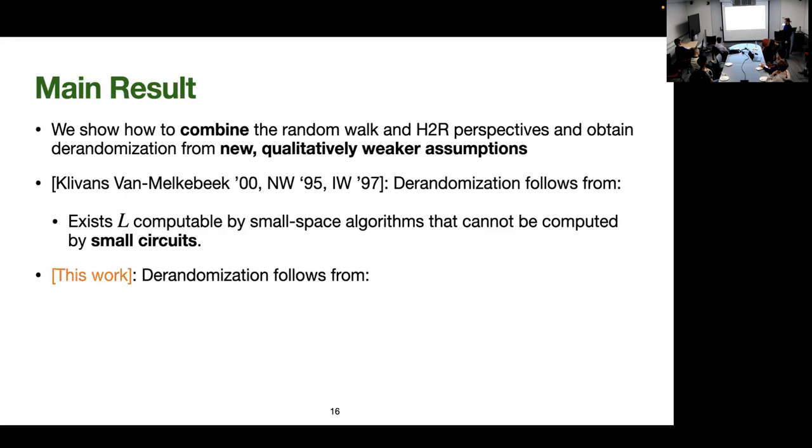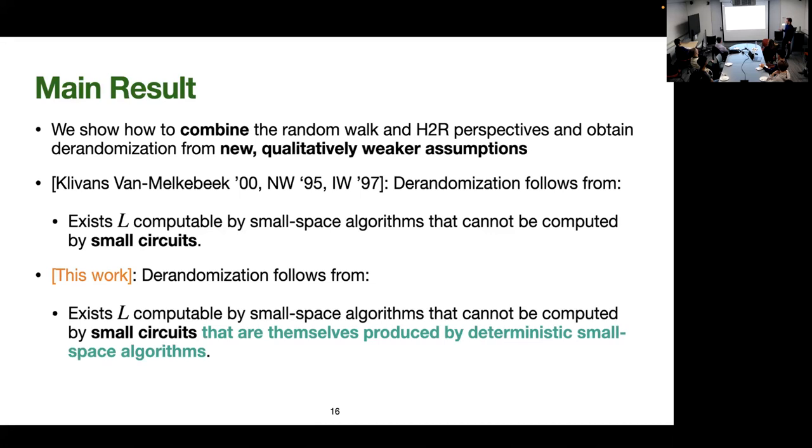So we need one language that has this property. Our main result is essentially the following. De-randomization follows from the existence of a language computable by small space algorithms that cannot be computed by small circuits that are themselves produced by deterministic small space algorithms. So here there's a language computable by a small space algorithm that can't be computed by effectively some model of uniform computation. There's an algorithm which is printing a circuit, and then we're evaluating that circuit. And that circuit needs to be small, and the algorithm needs to be deterministic in small space.